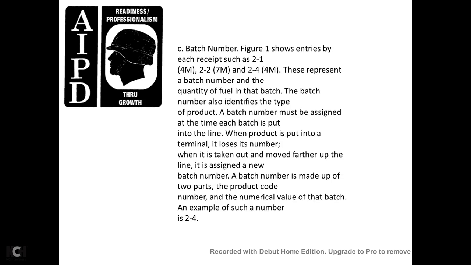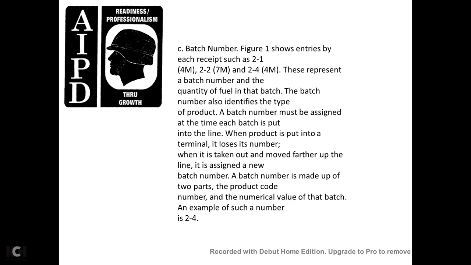The batch number in Figure 1 shows each receipt, for example 2-1 with 4,000 barrels, 2-2 with 7,000 barrels, and 2-4 with 4,000 barrels. These represent the batch number and the quantity of fuel in the batch, and identify the type of product. The batch number must be assigned with the type of each batch when it is put into the line. When the product is put into the terminal, it loses its number. When it is taken out and moved further up the line, it is assigned a new batch number.